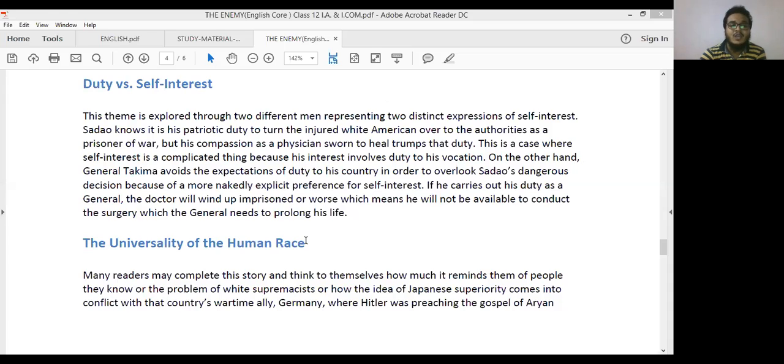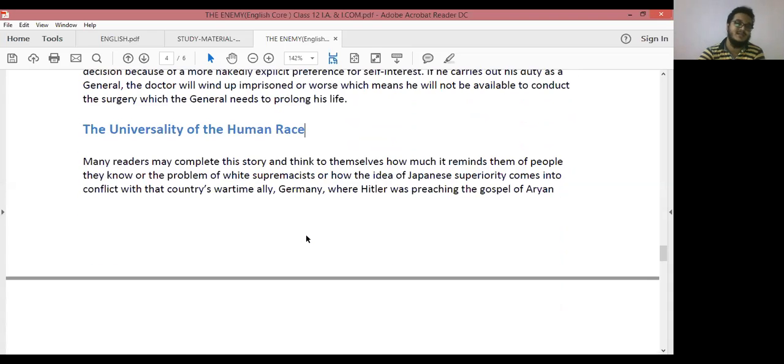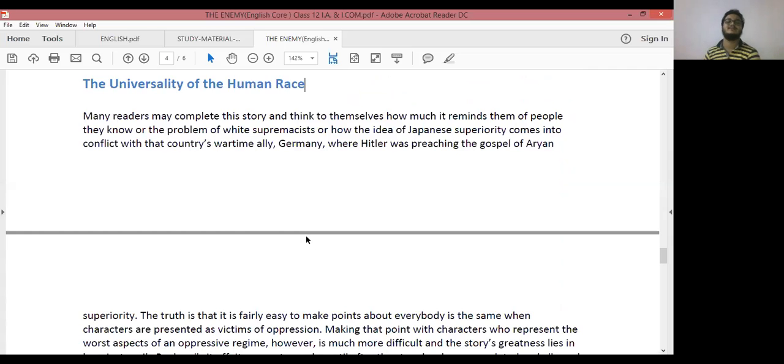Next comes universality of the human race. Many readers may complete the story and think to themselves how much it reminds them of people they know, or the problem of white supremacists. Supremacist means they're superior to everyone, and how the idea of Japanese superiority comes into conflict with the country's wartime ally. Means during the wartime problem, how this supremacy comes into the entry.